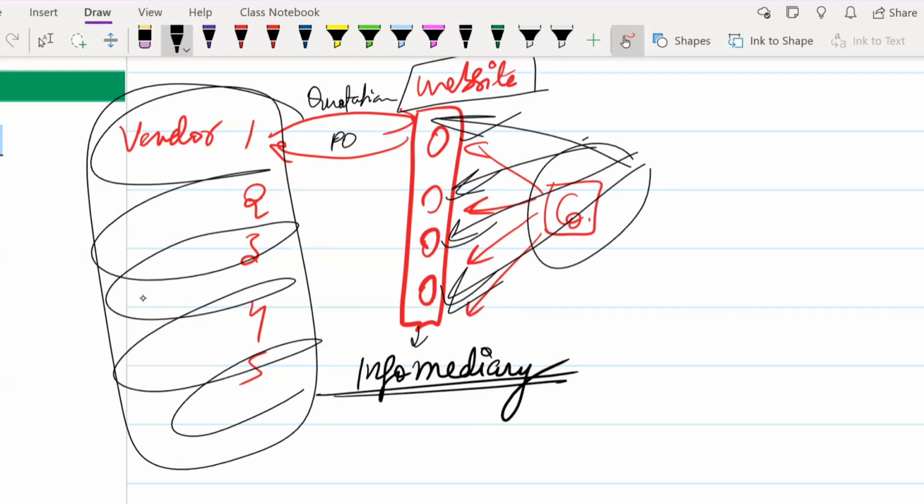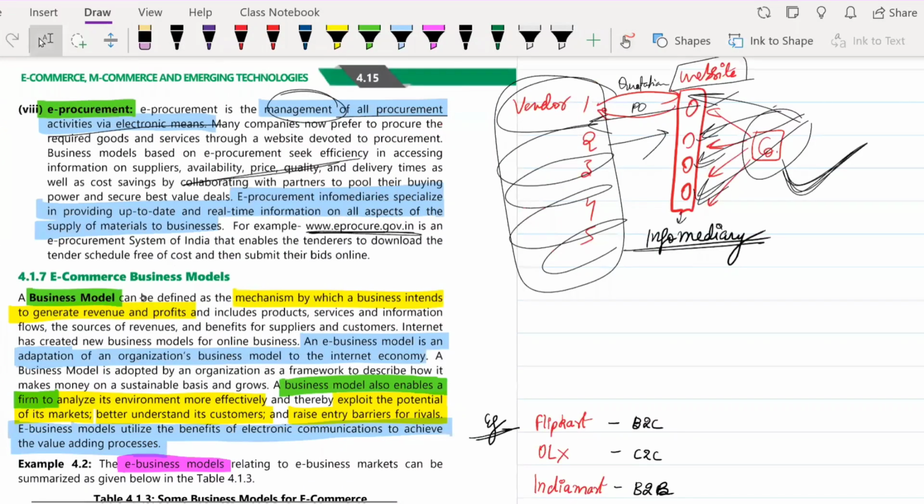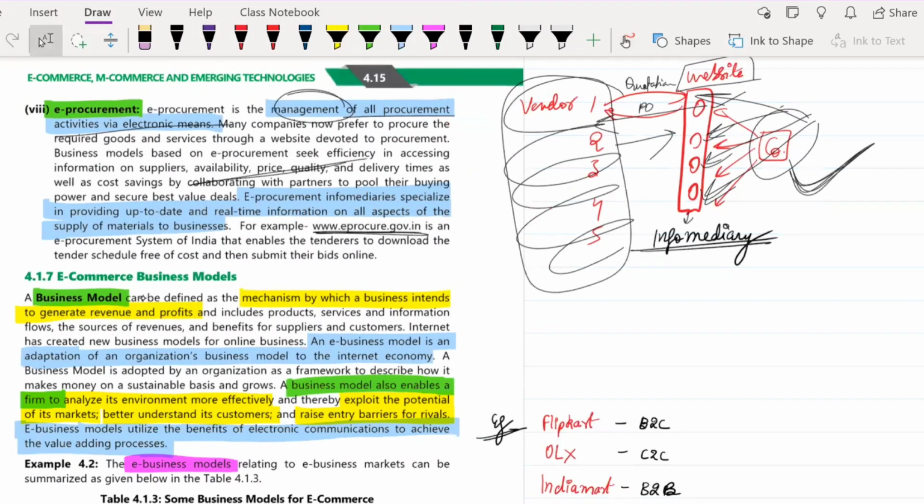All these vendors will come to the website and put their quotation on that raw material. If the company likes the quotation or is interested in a particular vendor, they'll send a purchase order to the vendor saying we are interested in purchasing your product. So this is your e-procurement. Using the website itself, you can procure.